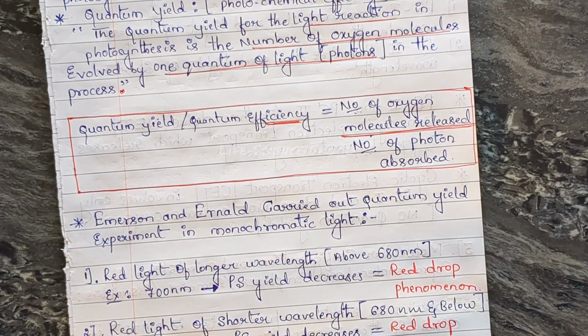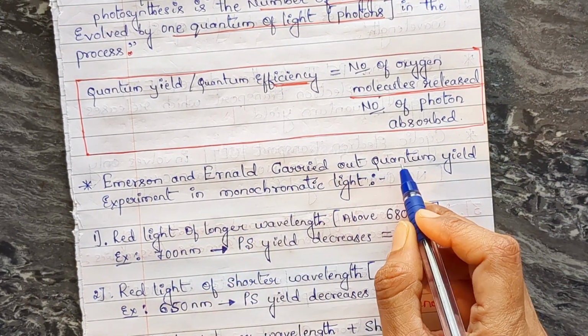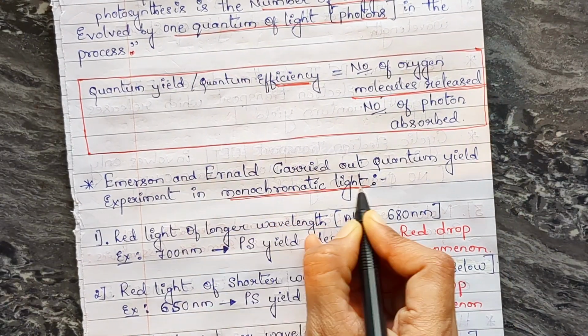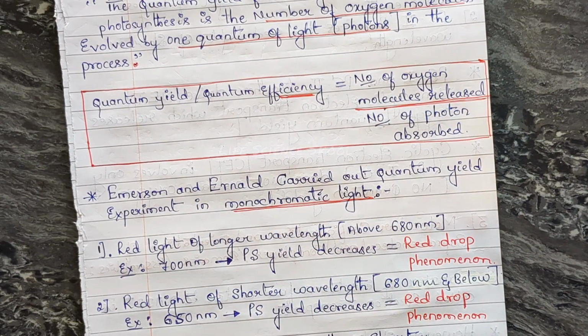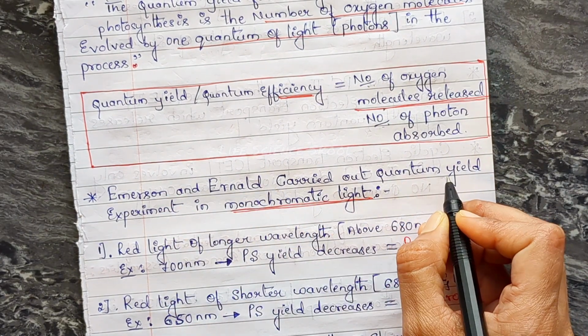Moving on to the next points here. Emerson and Arnold carried out a quantum yield experiment in monochromatic light. Now we will learn about how they found this out. We will learn about the experiment conducted by Emerson and Arnold to determine the quantum yield.